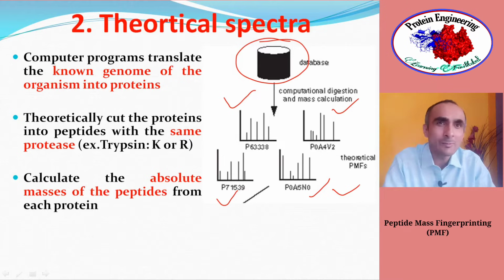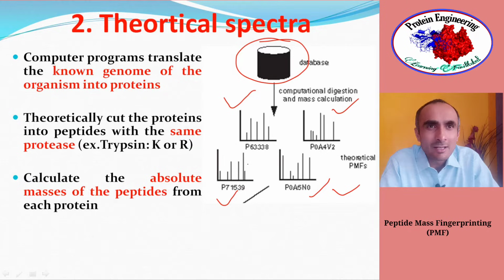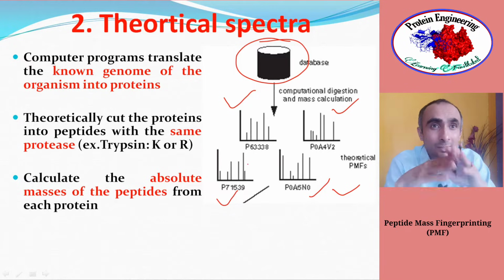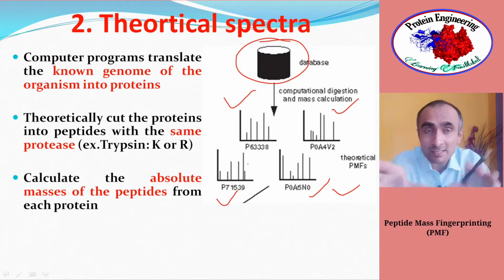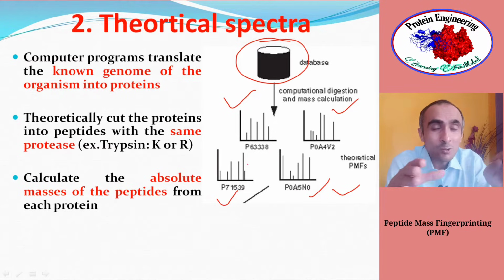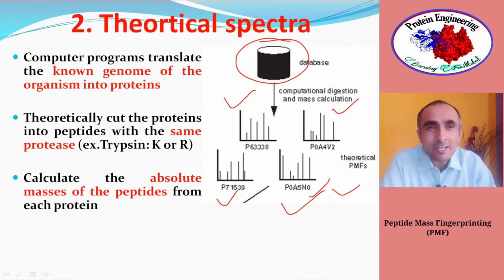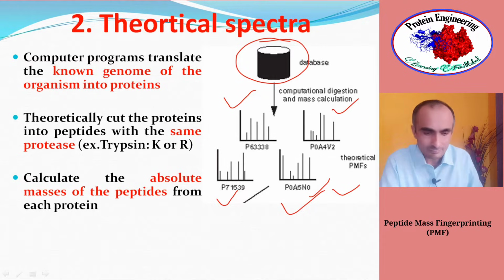So this is all theoretical, because we know that in mass spectra you just observe the mass. Theoretically, when you cleave a protein sequence into peptides using some protease, you know the precise mass of each and every peptide. So based on that precise mass you have obtained in silico, you can construct a theoretical spectra. That's what is done by the computer here. So you get a number of theoretical spectra depending on the proteins present in the proteome of that organism.